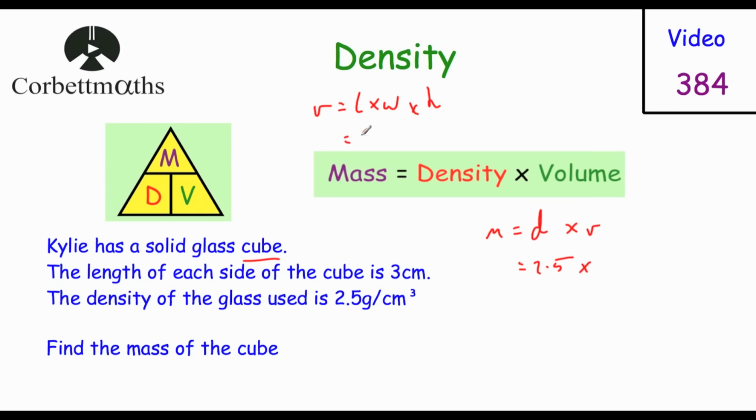And because it's a cube, they're all the same. So it's going to be 3 times 3 times 3. And 3 times 3 is 9, times 3 is 27. So the volume of this cube is 27 centimeters cubed. So we're going to do 2.5 times the volume, which is 27, and that will tell us the mass. So 2.5 times 27 is equal to 67.5. And in terms of the units, we're dealing in grams, so it's going to be grams, and that's it.